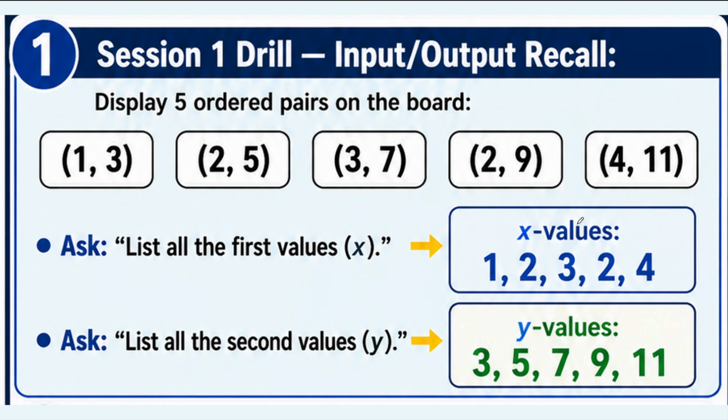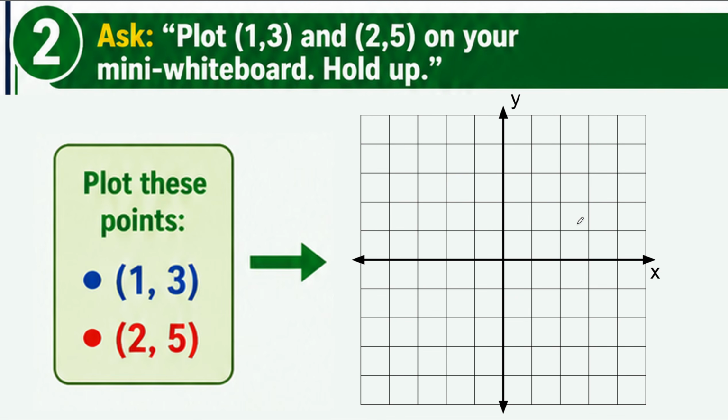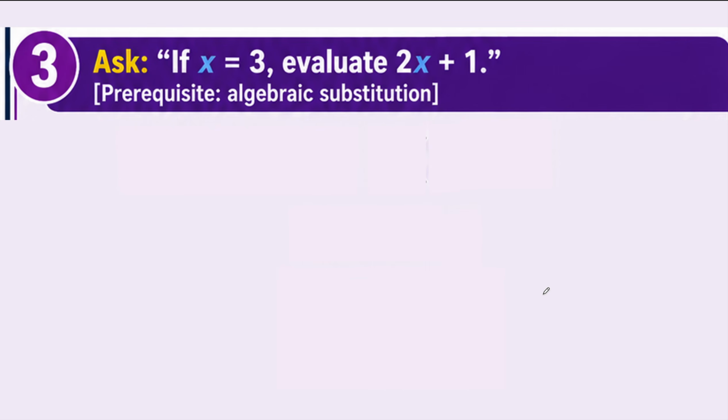The second part is let us practice once again how to plot these coordinates in the Cartesian plane. So we have 1 and 3. We have to move 1 unit to the right and 3 units upward. So we have this kind of plot. And the second coordinate point is 2 and 5: 2 units to the right and 5 units upward. So this is how we plot these two coordinate points.